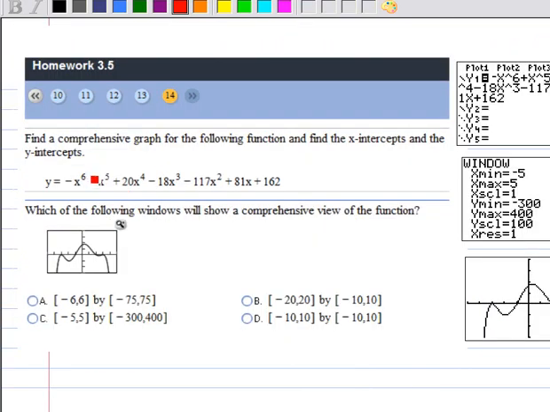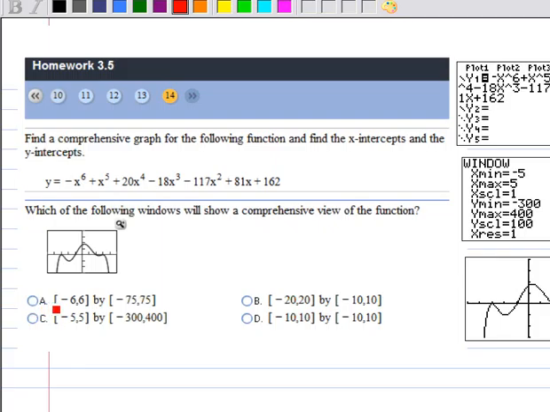Now, it says to find a comprehensive graph for the following function and find the x-intercepts and the y-intercepts. So in y1 on my calculator, I input this ugly function. And then it says to find which of the following windows will show a comprehensive view of the function. Well, this is where you basically just have to go through on the calculator and enter these different windows to find which one gives you the comprehensive view.